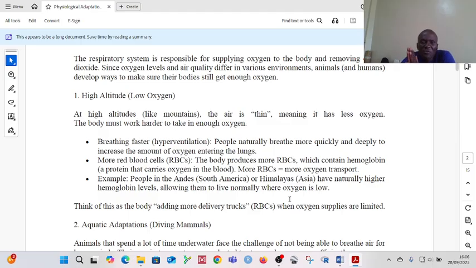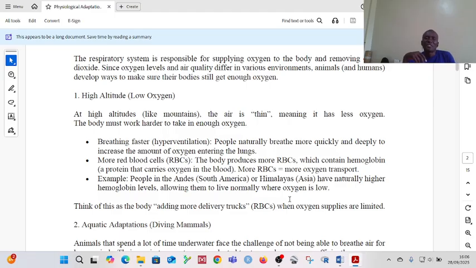You find people who live on the mountains, like in the Andes or even in the Himalayas. They have a naturally higher level of hemoglobin. And that enables them to live normally, even in an environment where oxygen is very low.